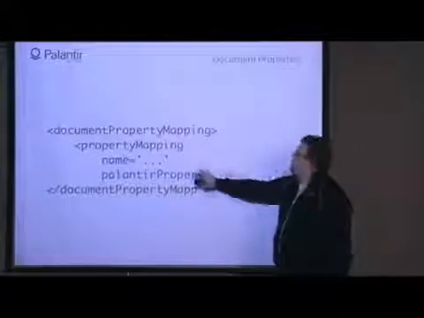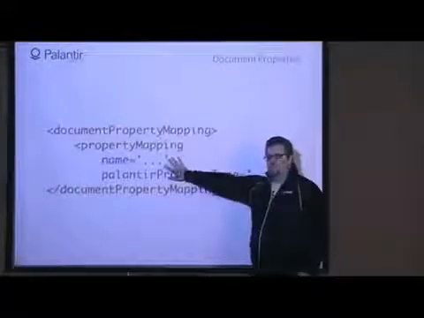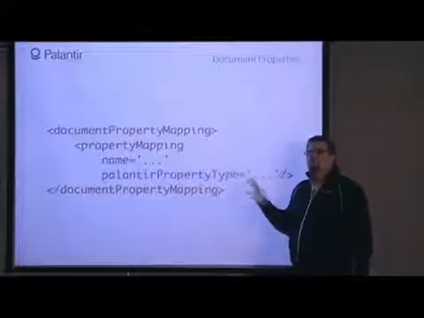So the document property mapping section just has one or more property mappings, which take a name, which is the name side of those name value pairs that we specified earlier, and maps it into a Palantir property type. So every document property that has this name will end up being this Palantir property type on the document object.